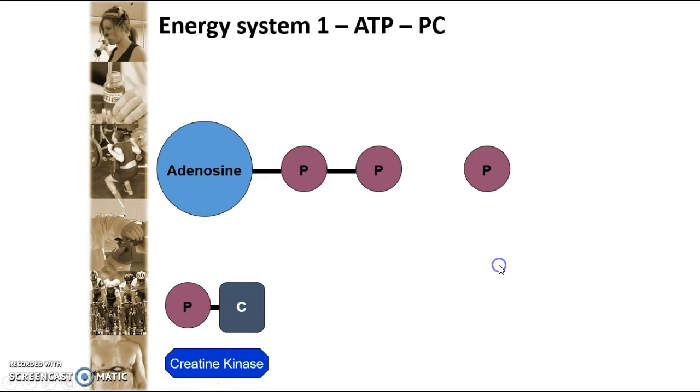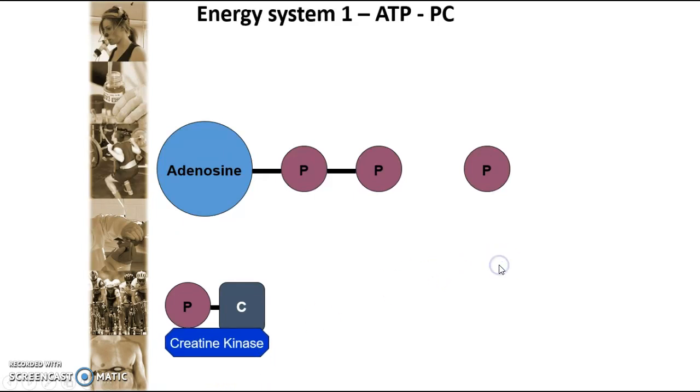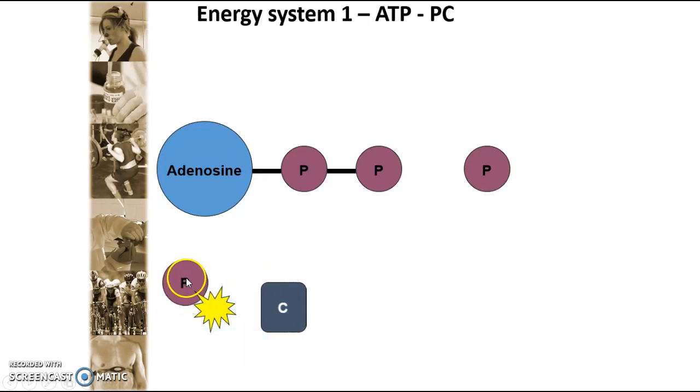Now, when that happens, you will see here that as a result of that, it's broken down. So PC is broken down into P plus C, and this is to symbolize energy. So what happens here, as you can see, is that energy is used to fuse the spare P back to ADP to form ATP. And that gives us 10 seconds of energy.